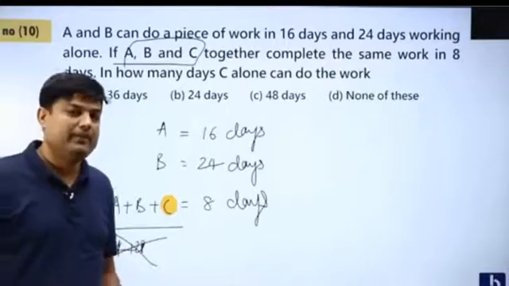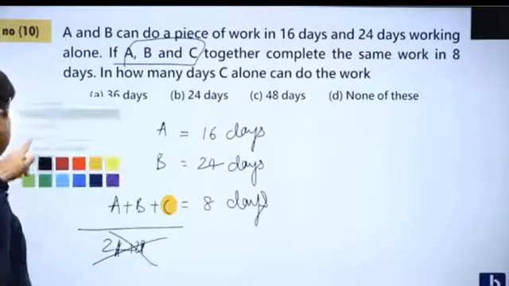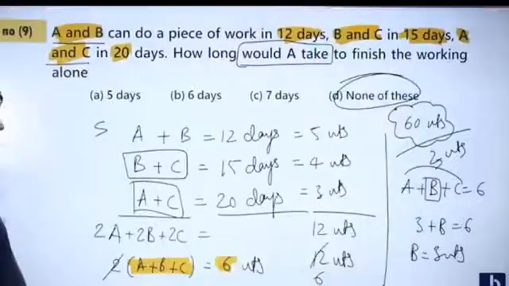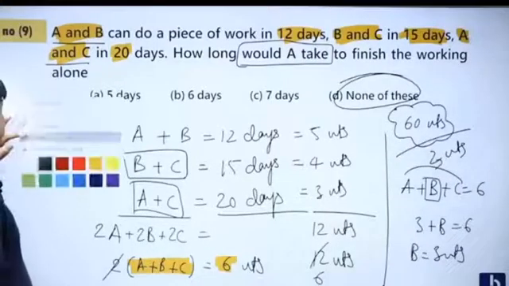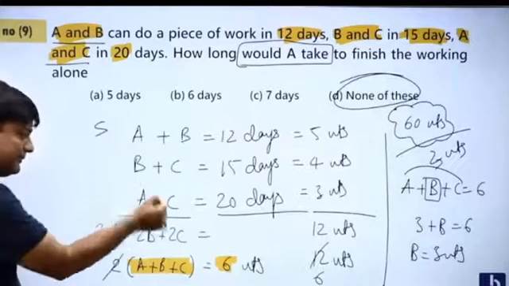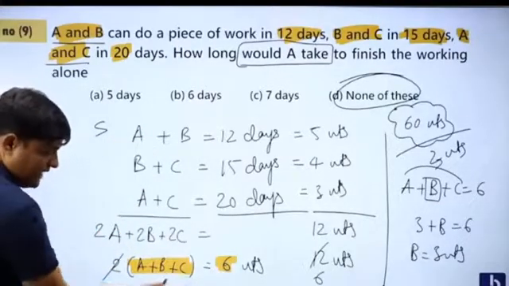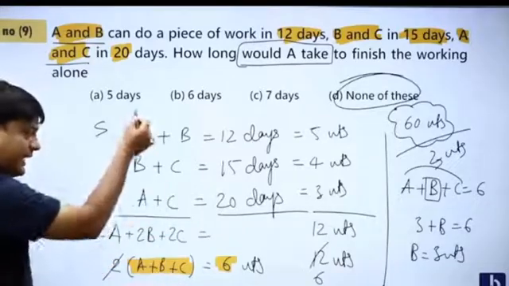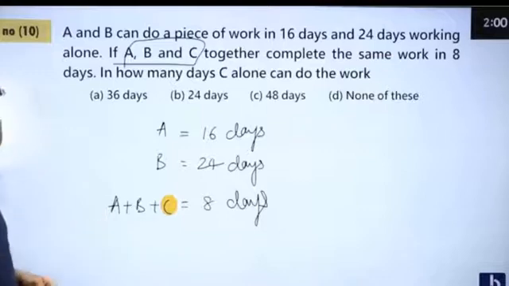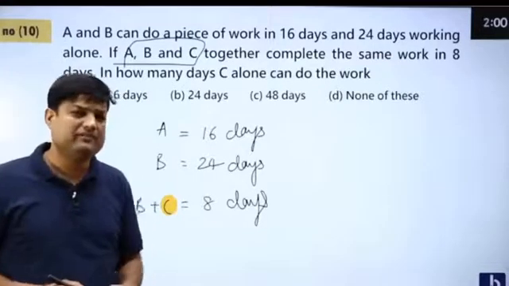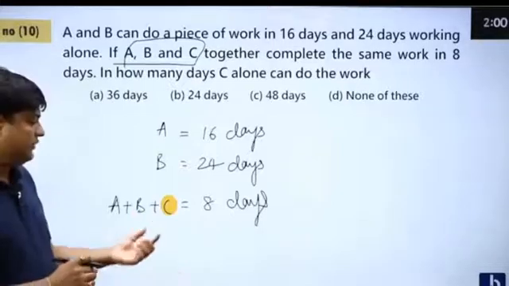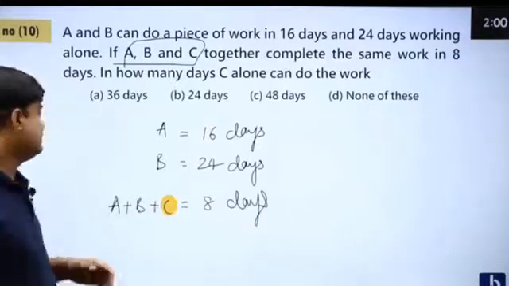Listen, everybody, carefully. Why did we do this in the previous one? Because in the previous one, we didn't have the combined A plus B plus C equation. I added and got A plus B plus C. But here there is no need to add. It is directly given to you as the A plus B plus C value. It's a straightforward question. If you want C, remove A and B.